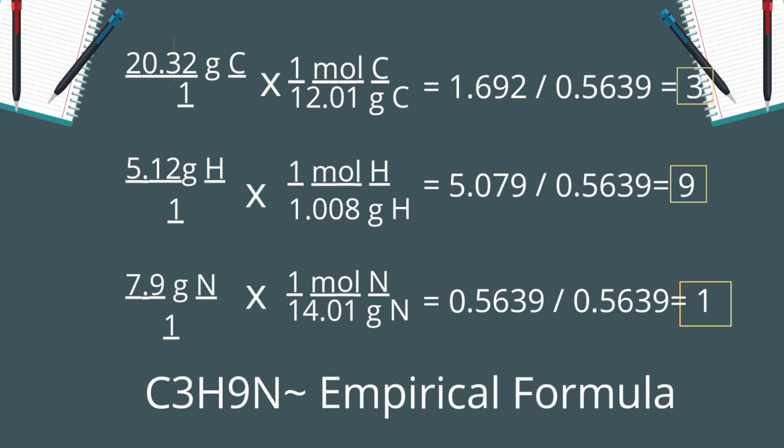So now, same process ra gihapon siya guys. Need na to siya i-divide each number by the smallest of those three values. So the smallest value is 0.5639. So we have 1.692 divided by the smallest value, which is 0.5639. So that is 3. Next is 5.079 divided by 0.5639. So we have 9. And lastly, 0.5639, i-divide din nimo siya by itself. This will give us 1.